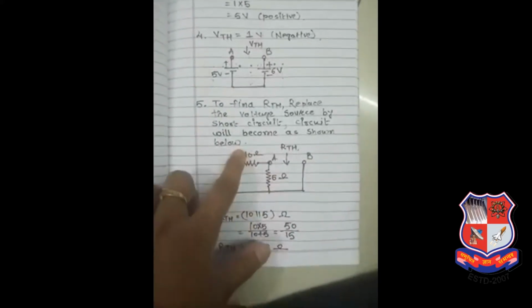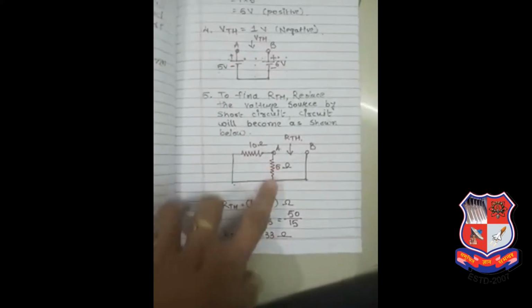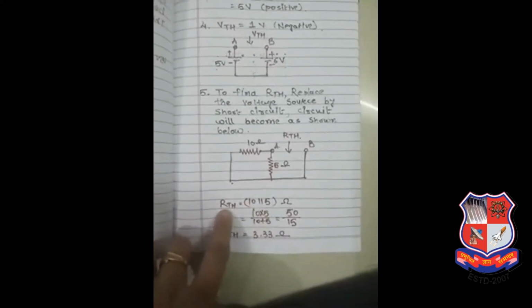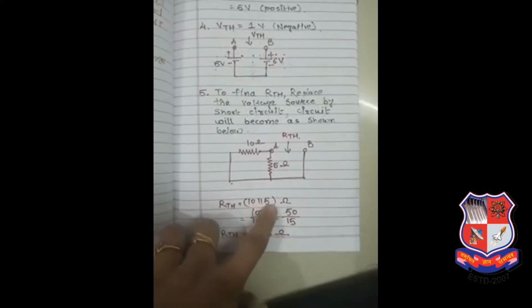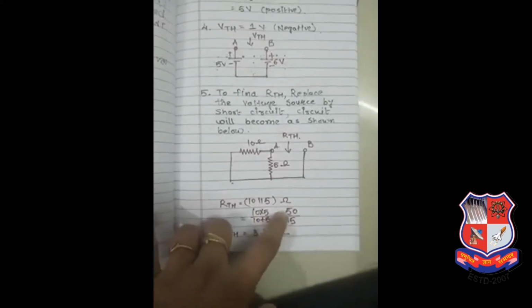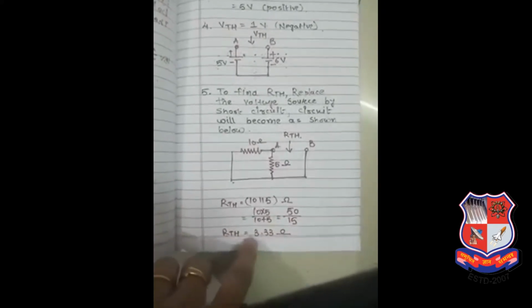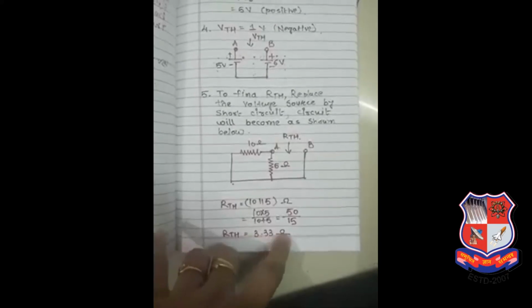So see here, the 10 ohm resistance is in parallel with the 5 ohm resistance. So our Thevenin equivalent resistance is 10 parallel to 5, so 10 into 5 divided by 10 plus 5. So you will get 50 divided by 15. So the value of RTH is 3.33 ohm.